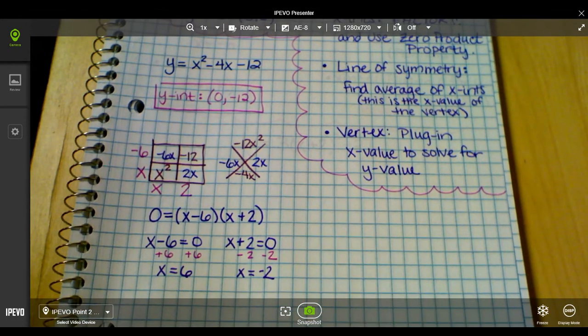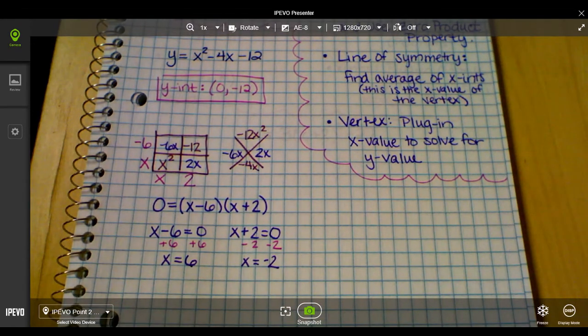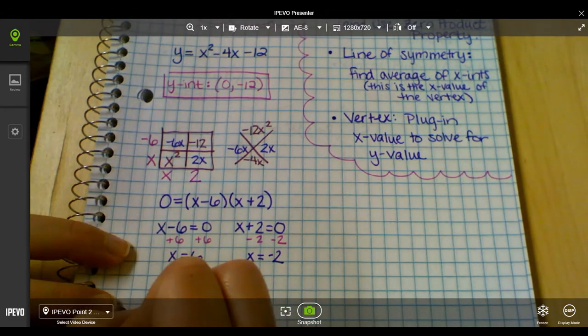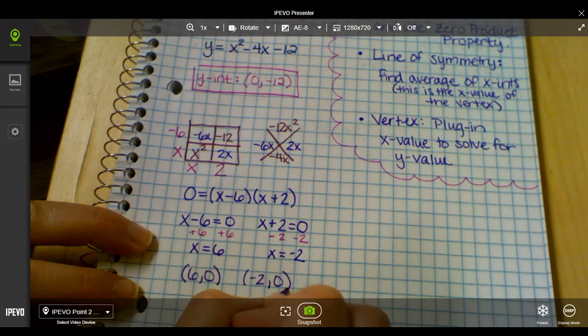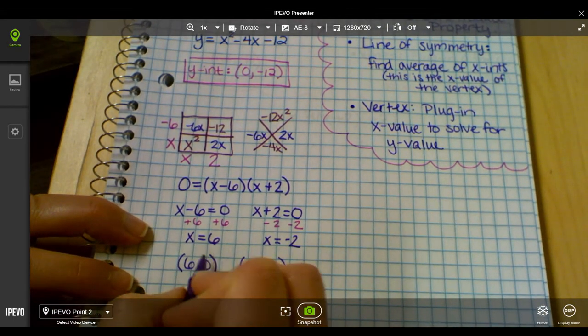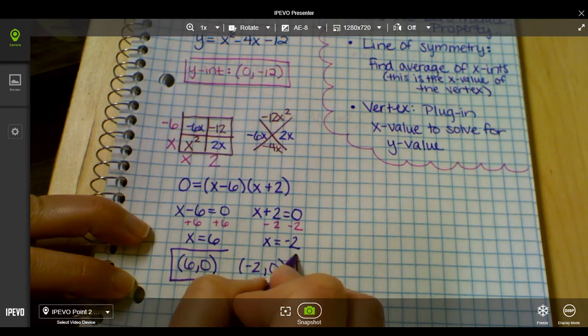However, I do not want to circle these yet, because if I'm asking you for your x-intercepts and you give me x equals 6 and x equals negative 2, I will be marking them wrong. So remember, if you want x-intercepts, you got 6 when you plugged in 0 for y, and you got negative 2 when you plugged in 0 for y. These are my x-intercepts.